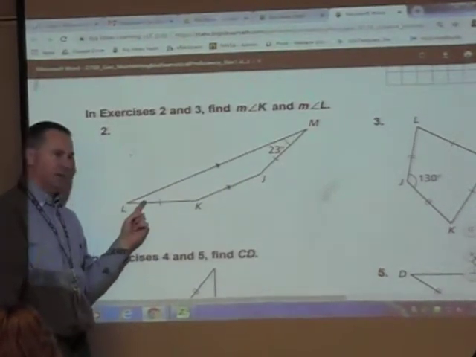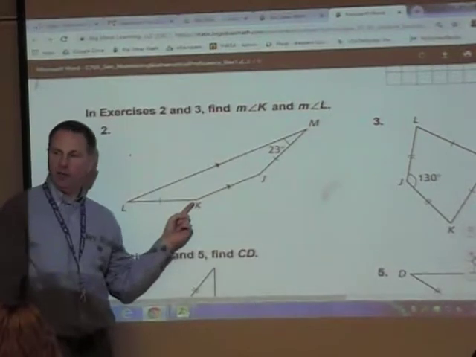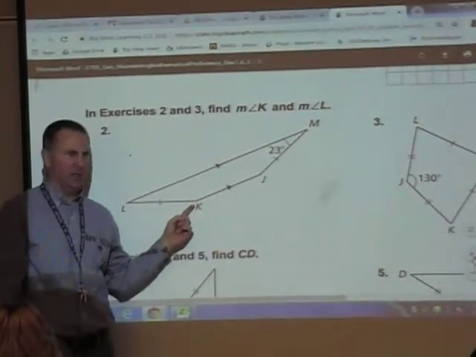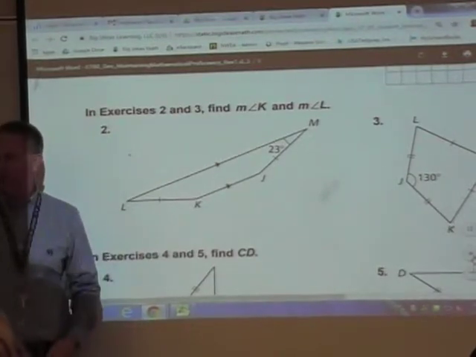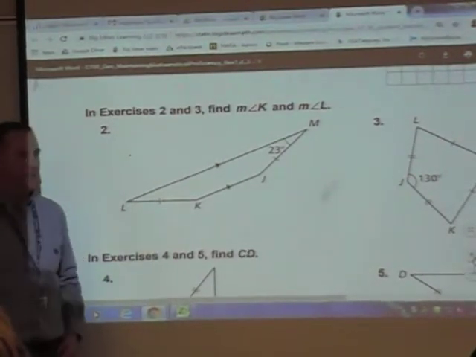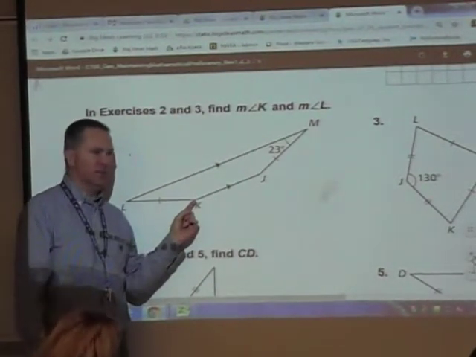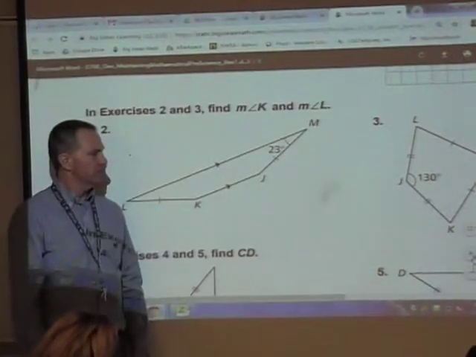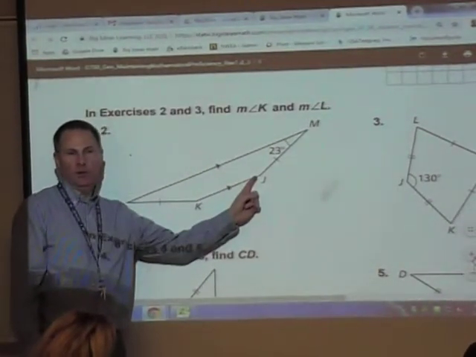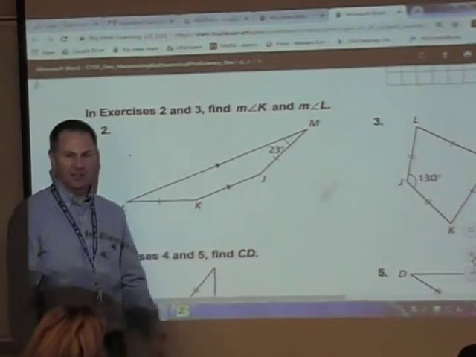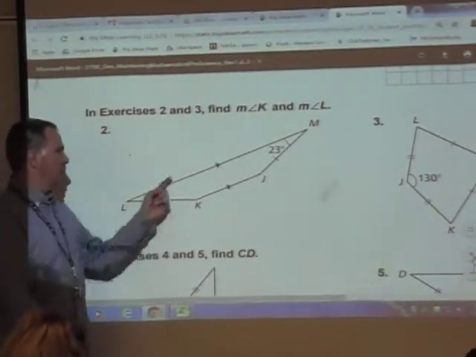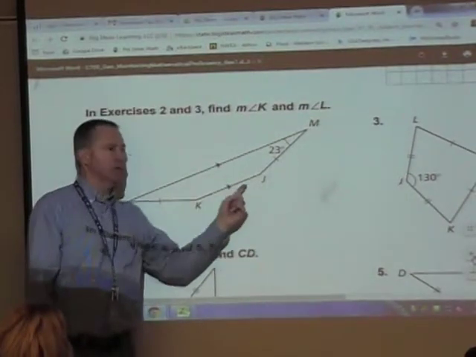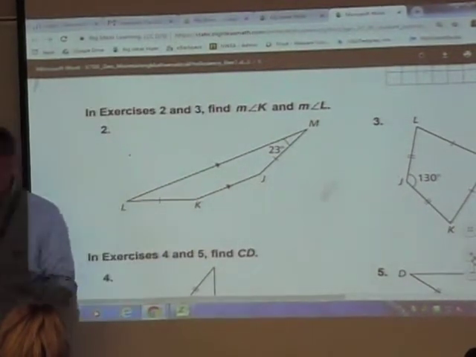So if this is 23, how do I get angle K? 180 minus 23. Do that on your calculator, and that's your answer. 157. So that's 157 degrees. Guess what that one is? 157 degrees. Okay. Only in isosceles trapezoids are your base angles equal. These 2 are equal to each other, and these 2 are equal to each other. All right, let's take a look at number 3.